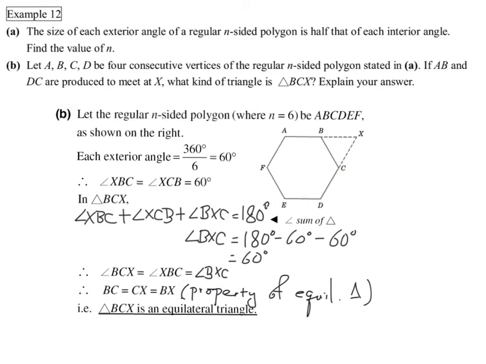And according to the question as well, if AB and DC are produced to meet at X, so AB produced, that means it is extended, the line extends like this. And DC also in this direction extends to X. And you will find that these two lines will intersect at one point, and this point is X. The question on top is actually describing this picture.